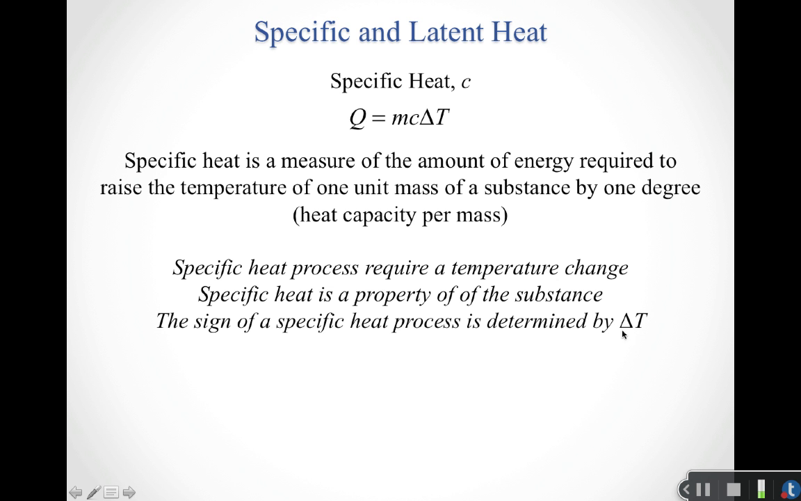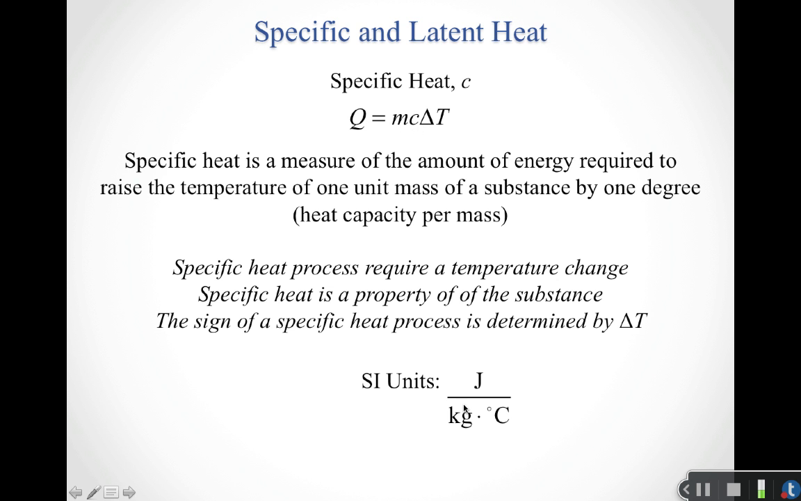And then the last thing is that the sign of a specific heat process is determined by delta T. Delta T, T final minus T initial, is positive if the temperature increases, and it's negative if the temperature decreases. So what this means is, if the temperature increases, Q has to also be positive, because we know mass is positive and the specific heat is also just a positive number. So temperature increases mean that your substance has to take in energy as heat. With temperature decreases, delta T will be negative, these two will be positive, which means Q will be negative. So again, temperature decreases only occur when your system gives up the energy as heat.